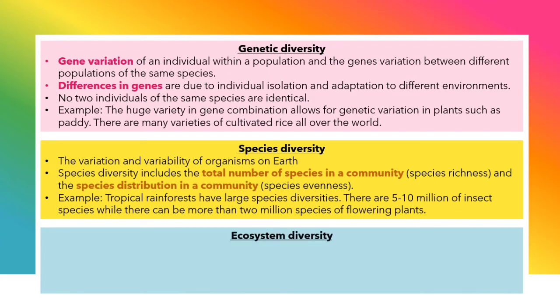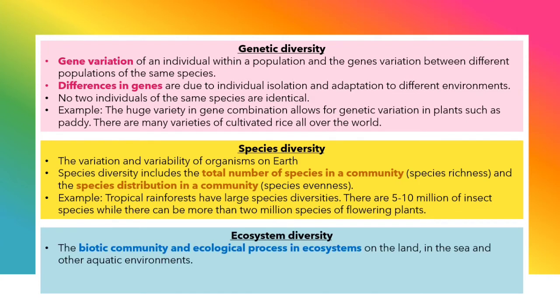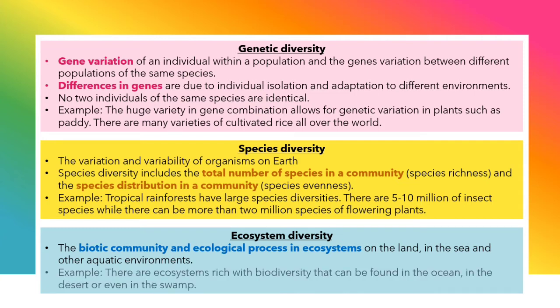Ecosystem diversity is the biotic community and ecological process in ecosystems on land, in the sea, and in other aquatic environments. For example, ecosystems rich in biodiversity can be found in the ocean, in the desert, and even in the swamp. So this diversity is based on the ecosystem.